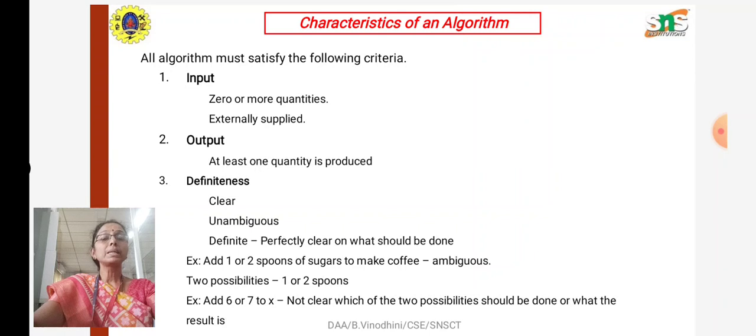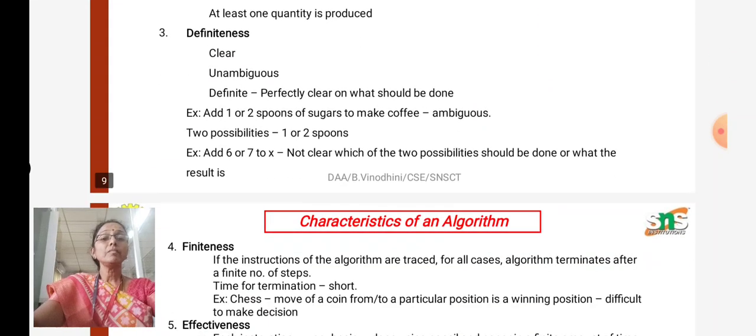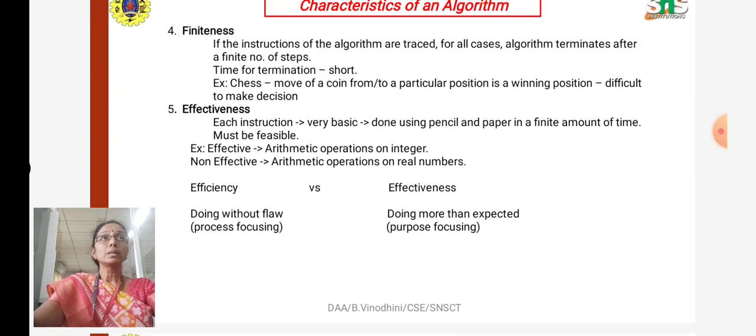The input should be supplied externally. Output: at least one quantity should be produced. Definiteness means it should be clear and unambiguous. We have to define an algorithm very clearly, and it should be unambiguous. We should not have ambiguous instructions in the corresponding procedures. That is the definiteness. Next is finiteness. Every algorithm should have finite instructions. It should have a finite number of steps.